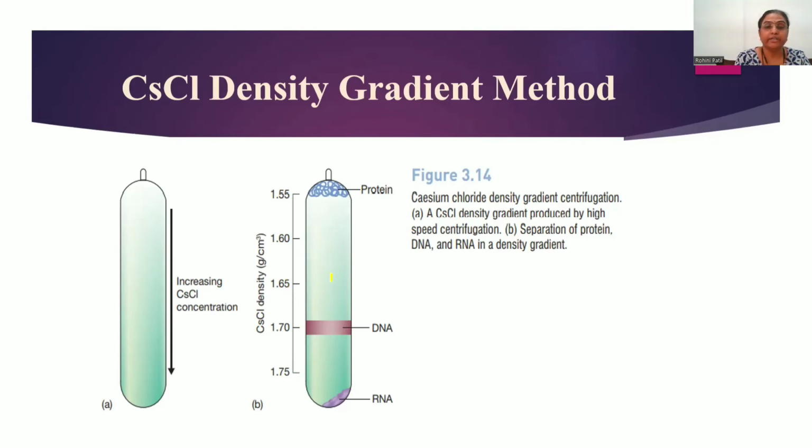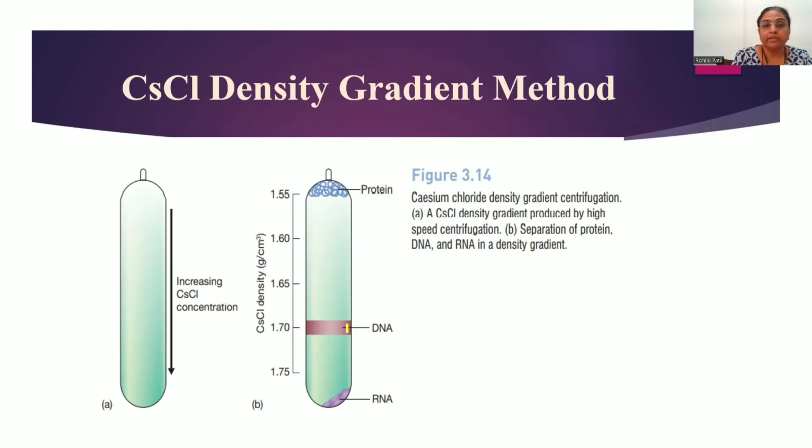and the cell lysate that we have got is now suspended in the CsCl gradient and allowed to centrifuge. After centrifugation you get three bands. The topmost is the protein. The proteins float because their band density is the least. Here we get the pellet of the RNA, and at 1.70 we get the band of the DNA. The band density of the DNA is 1.70 grams per centimeter cube.